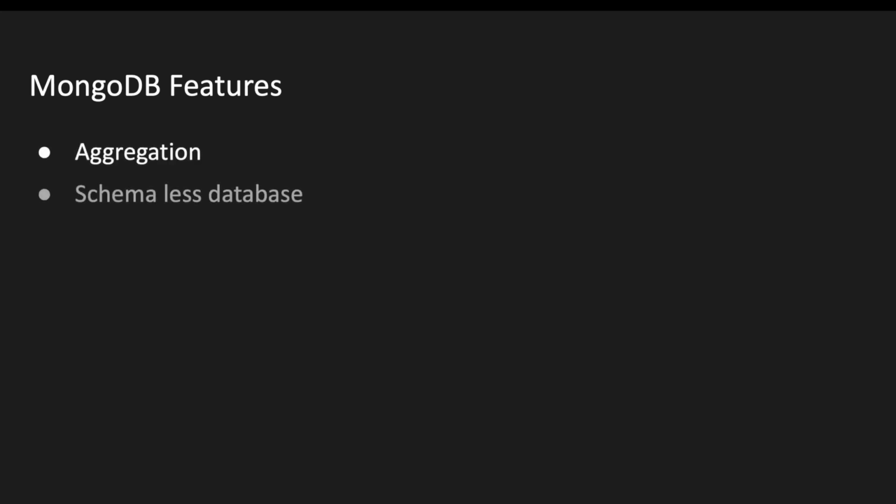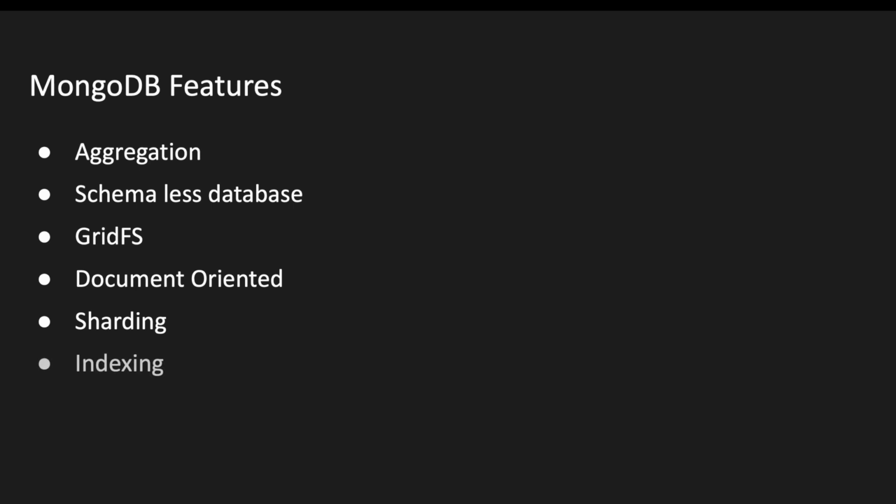Now let's see the features of MongoDB. These are all the features of MongoDB. We can see aggregation, then schema-less database, then GridFS, document-oriented, sharding, indexing, high performance, replication. So we will see each of these features in detail.